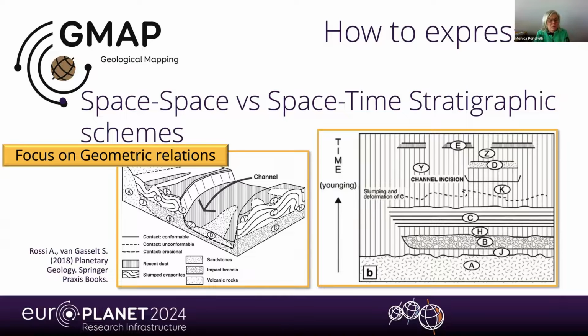So we can show, for example, that the unit has a lenticular shape. In this case, we have a unit which has an irregular shape, and we want to express this. Or this unit which is localized only in some places and then disappears.